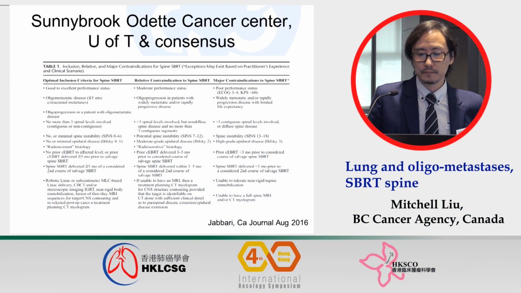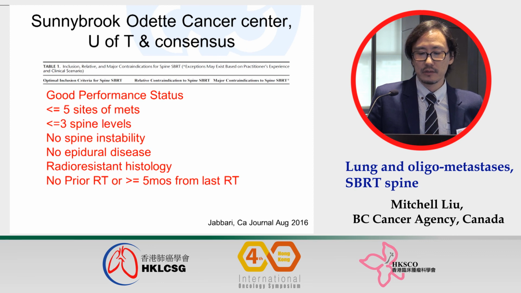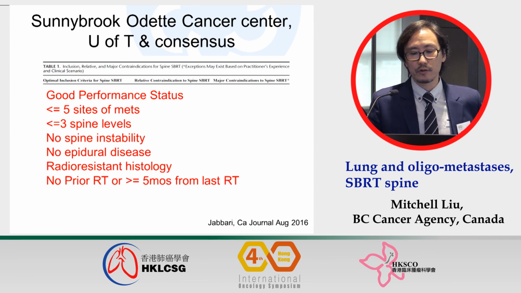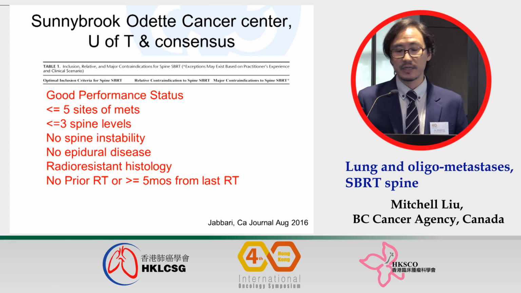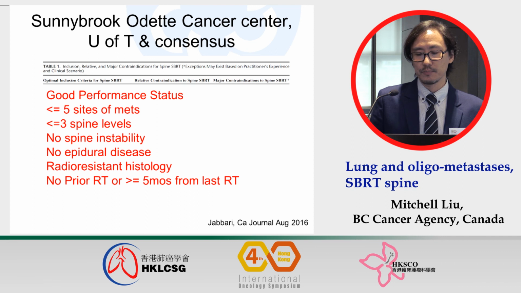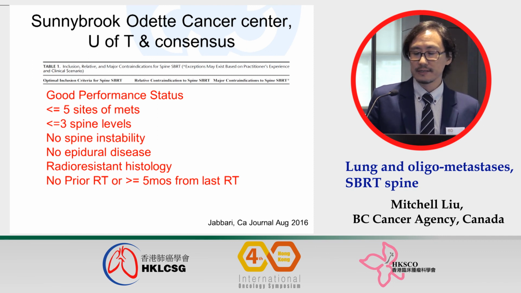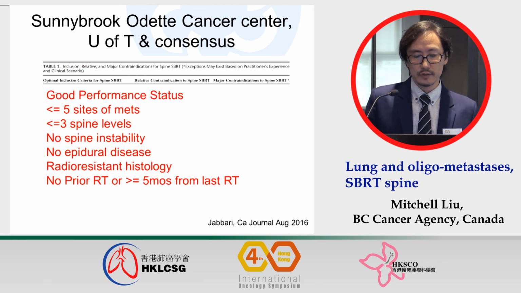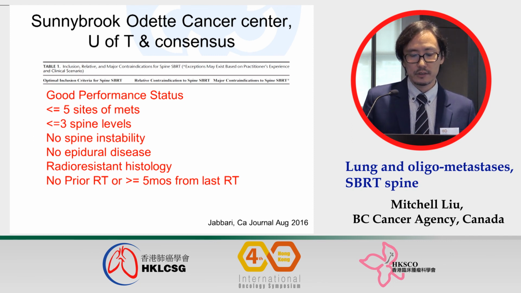This is a consensus guideline for inclusion criteria for SBRT. In summary, the best patients would be patients with good performance status, less than 5 sites of metastatic disease, and less than 3 spine levels. And patients should not have any spine instability and no epidural component. Radio-resistant histology is also a good indication for spine SBRT. Ideal treatment should be either patients with no previous radiation treatment or at least more than 5 months from their last radiation treatment.